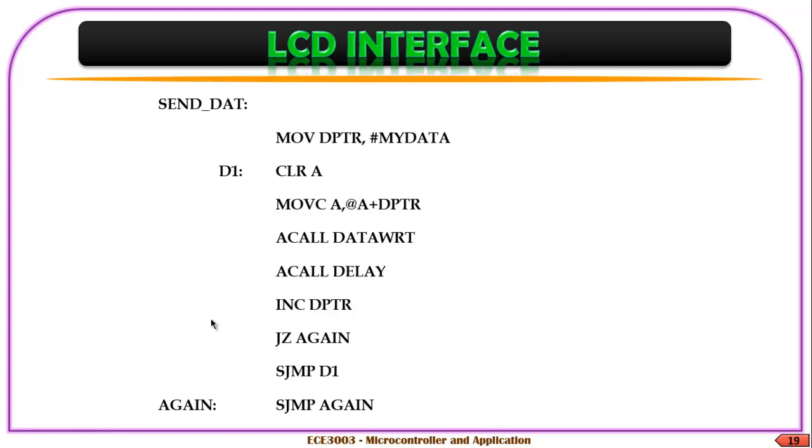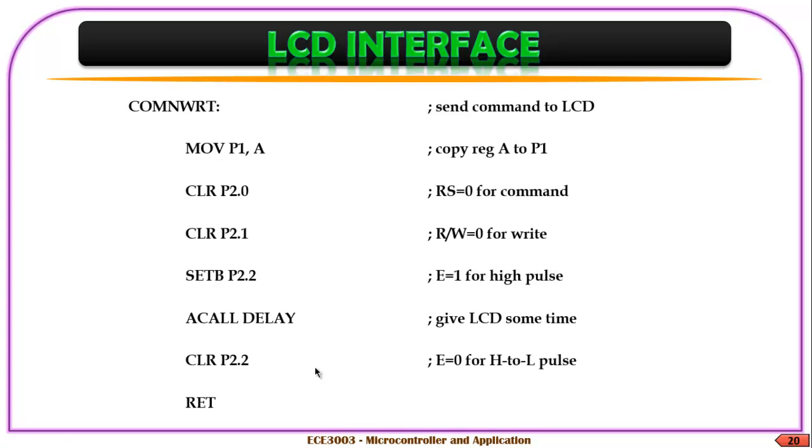Whenever it is not the end, it will repeat the same operation using the SJMP instruction. It will go there and access the next value. Likewise, it keeps performing this operation till all the values have been displayed on the LCD. Finally, it will access 0 as the value. At that time, if you check the JZ instruction again, it becomes true, so it goes to again. In the again instruction, we keep jumping to the same instruction. So whatever data has been passed to the LCD will be displayed as such until it is switched off. In this way, we can visualize displaying a word on the LCD screen.